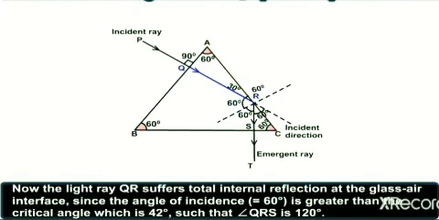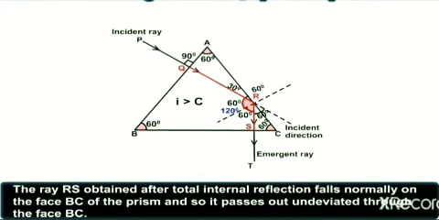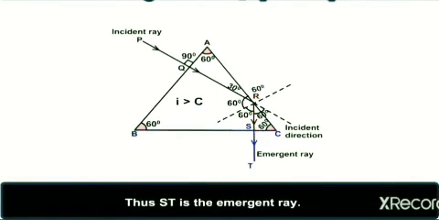Now the light ray QR suffers total internal reflection at the glass to air interface, since the angle of incidence, which is equal to 60 degrees, is greater than the critical angle, which is 42 degrees, such that angle QRS is 120 degrees. The ray RS obtained after total internal reflection falls normally on the face BC of the prism, and so it passes out undeviated through the face BC. Thus, ST is the emergent ray.